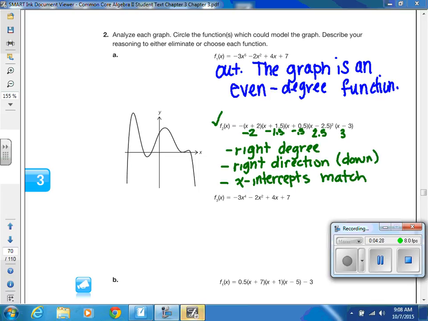Okay, let's see if it can be f sub 3. Everything we've said so far matches for f sub 3. It's a 4th degree, so that part's good, it's even, right? How many solutions or x-intercepts will a 4th degree have? 4. How many does this one have? 1, 2, 3, 4, 5, 6. This one has 6. It should only have 4. So f sub 3 is out. The graph has too many x-intercepts.